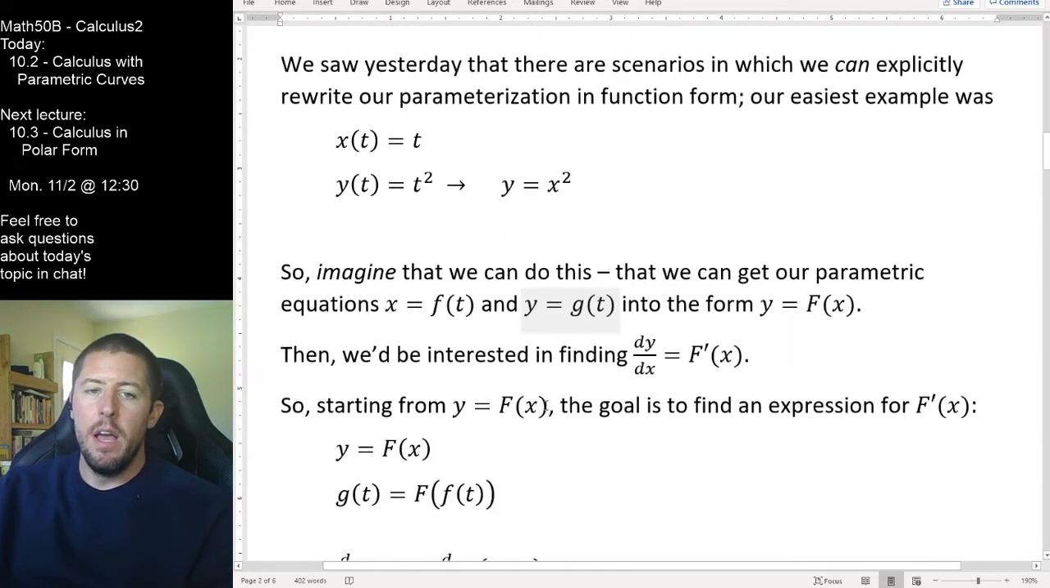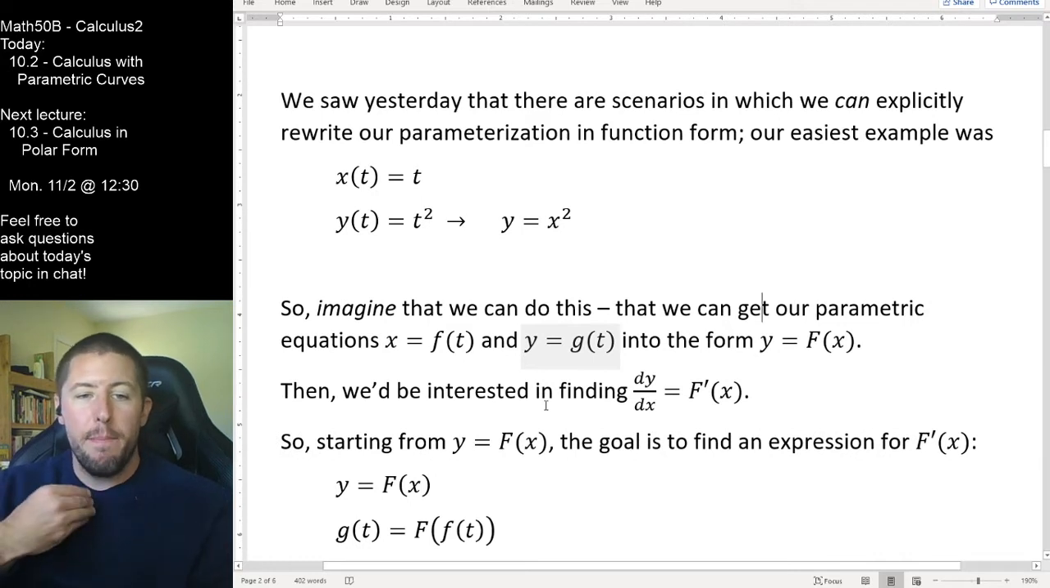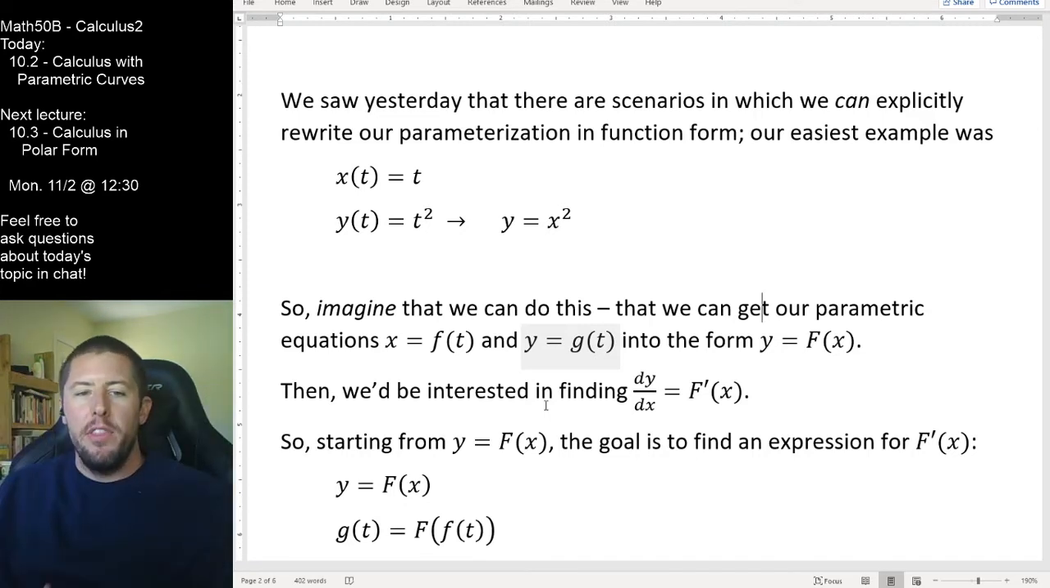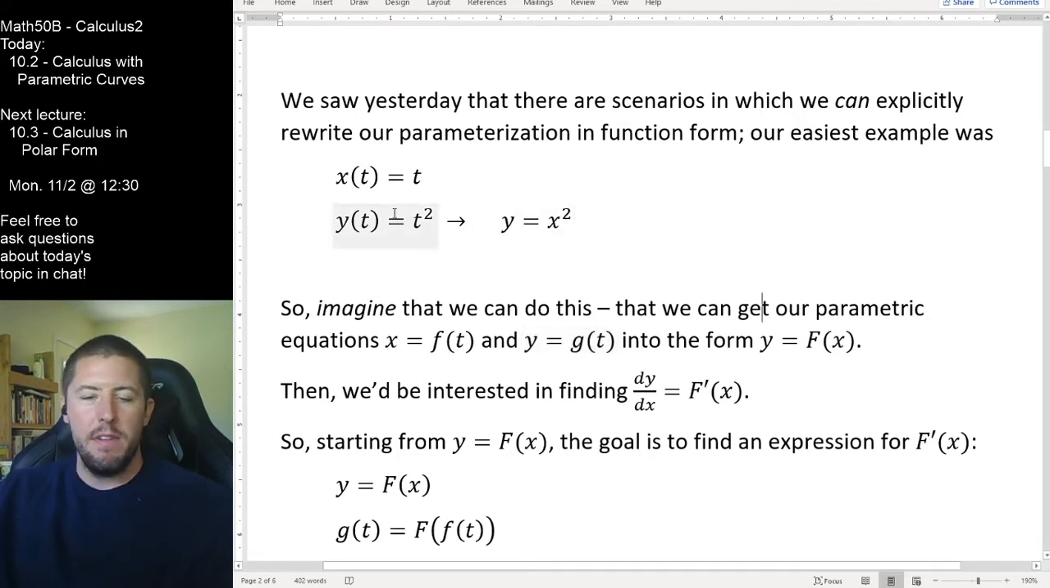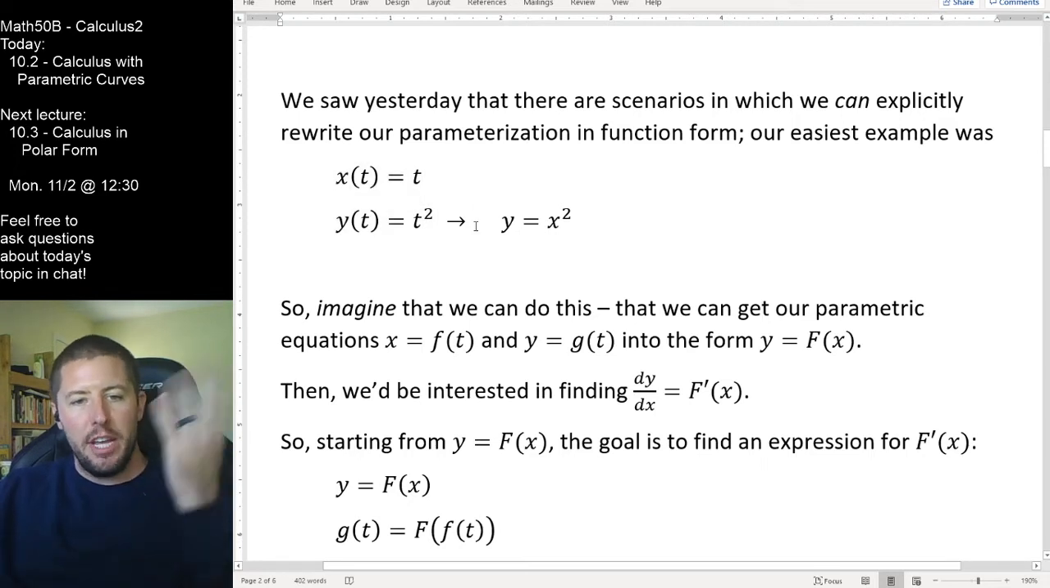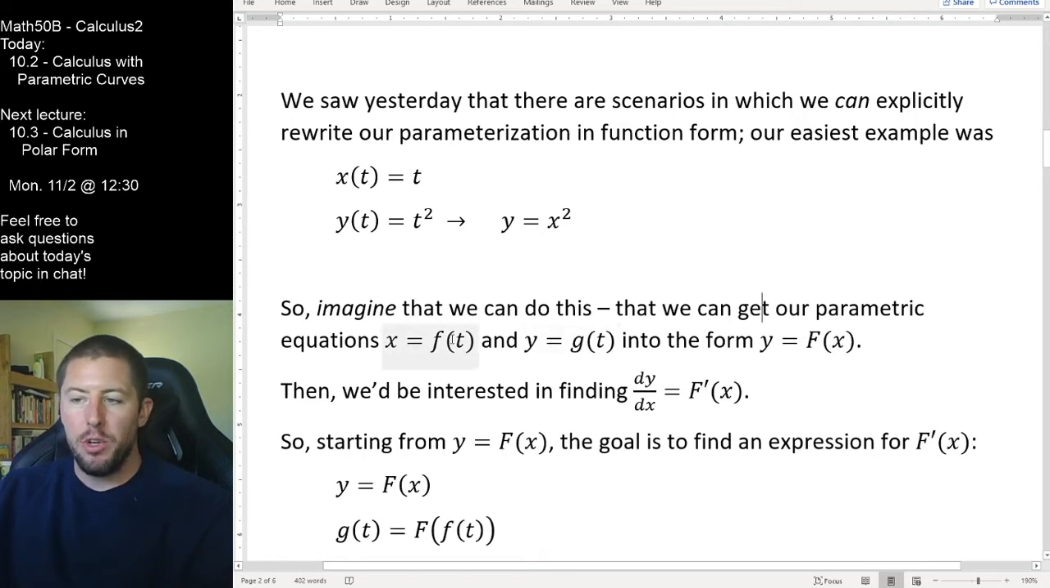So here's really our deal. It's not guaranteed that we personally are going to be able to do this. But what I think is useful for you to imagine is that somewhere out in the universe, maybe there's some outrageous algebraic technique that we haven't come up with that would allow us to do something like this, even if it wasn't in very convenient form. So imagine that we're capable of rewriting our parametric form x equals f of t, y equals g of t into some function form where y is a function of x. If that were the case, then we would still be interested in finding dy dx. But now, based on the way that we've phrased this, we can phrase this slightly differently.